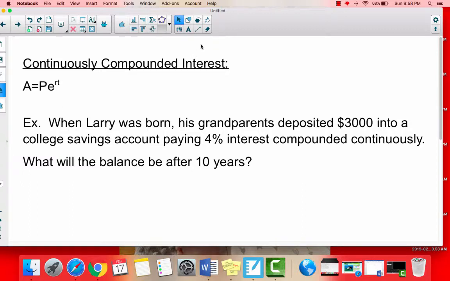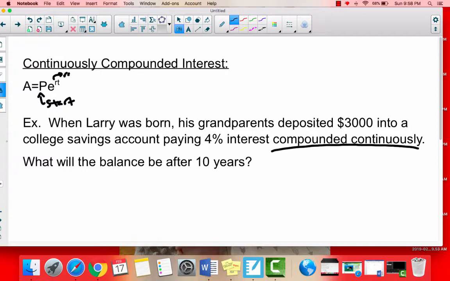So it says, when Larry was born, his grandparents deposited $3,000 into a college savings account that paid 4% interest compounded continuously. So notice here that he wasn't earning a certain amount per year because the interest was constantly being compounded. So that's very important that if you're going to use this formula, it has to say that it's compounded continuously. So the one thing you have to know when you're using this formula is where to plug in your numbers. P in this case is the starting amount. R is your rate. And then of course T is time. And A is your final amount.